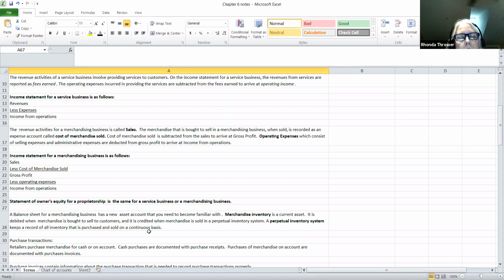Now, in your textbook, they mention a periodic inventory system, but most companies now use a perpetual inventory system. So we're going to concentrate on the perpetual inventory system. We may talk a little bit about the periodic inventory system later on, but for today, I want you to be able to recognize what a perpetual inventory system is and what it does. It keeps a record of all the merchandise that we purchased and we sold on a continuous basis. So at all times, we should know how much inventory that we have on hand.